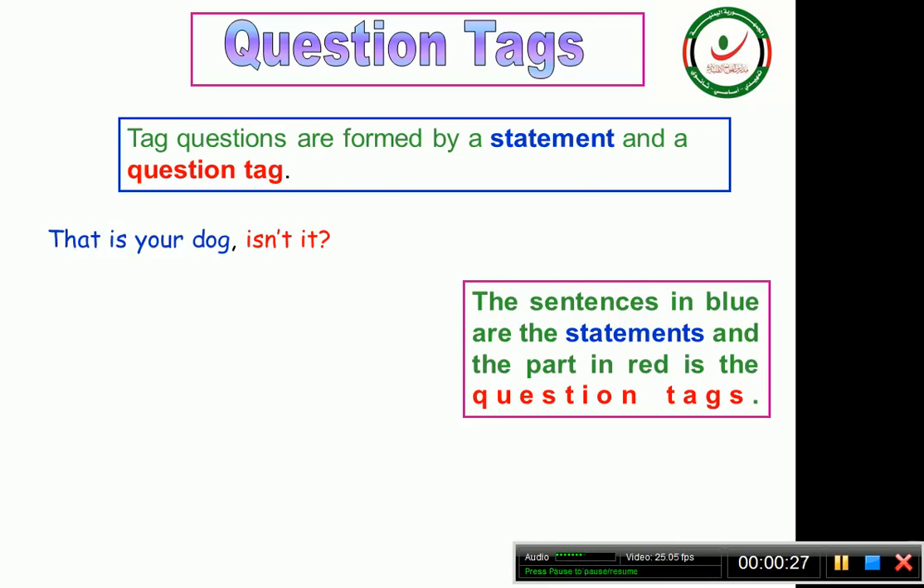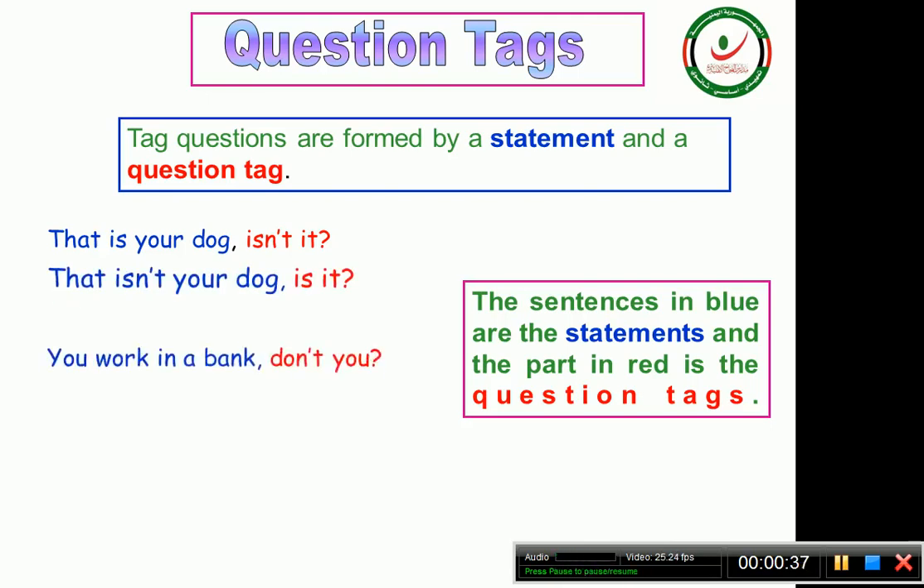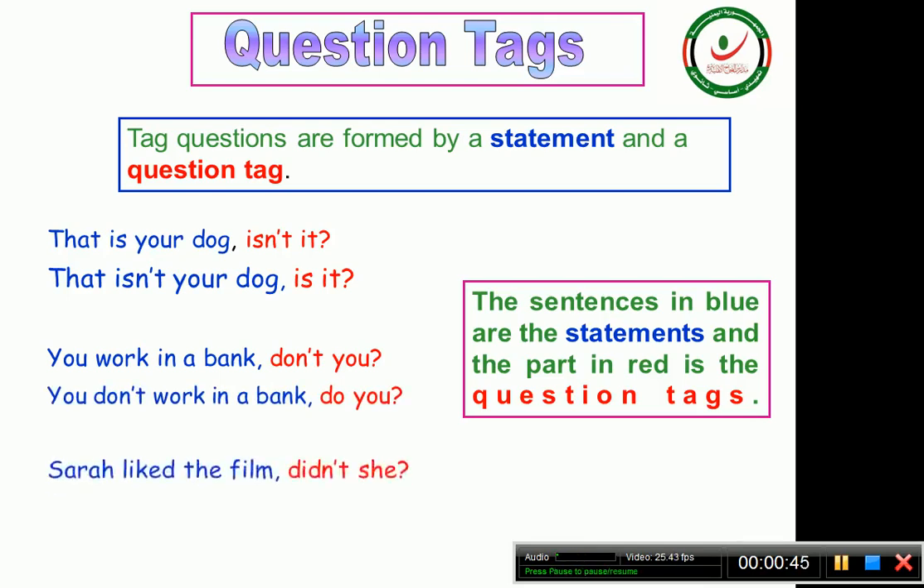So look at the first example. That is your dog, isn't it? That isn't your dog, is it? You work in a bank, don't you? You don't work in a bank, do you? Sarah liked the film, didn't she? Sarah didn't like the film, did she? These are the statements with the question tags.